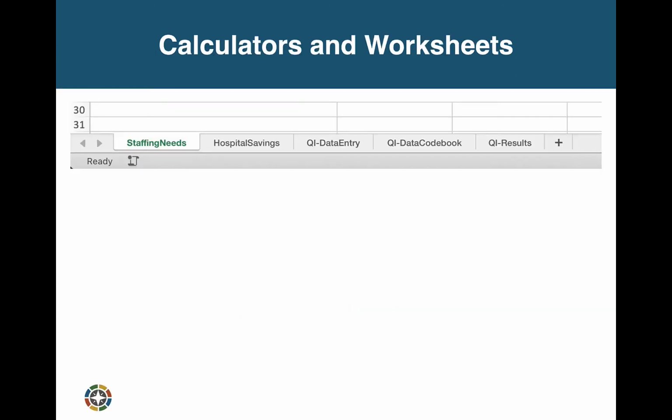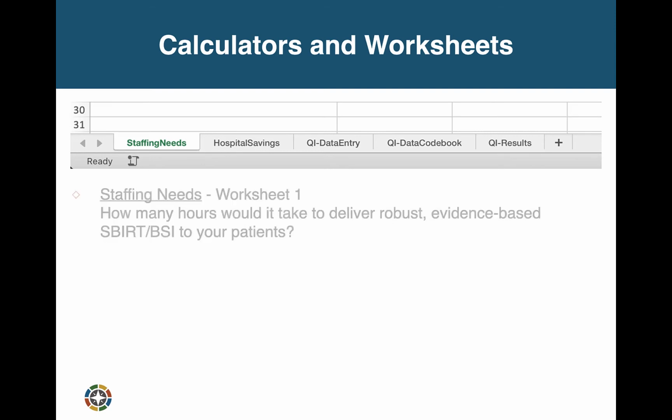On this spreadsheet, you'll find 5 worksheets, which you can get to by clicking the tabs toward the bottom left corner of your spreadsheet. The first and second worksheets can help you as you plan to implement a new SBIRT program or improve your current program. The first worksheet, titled Staffing Needs, allows you to calculate how many hours your staff would need to deliver robust evidence-based interventions, including follow-up sessions.